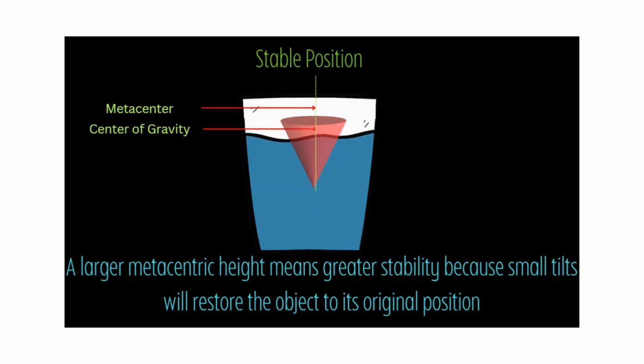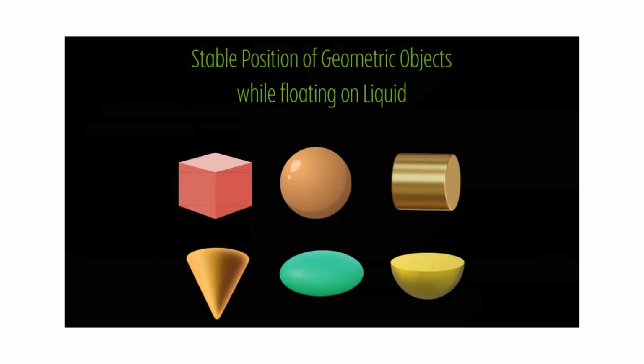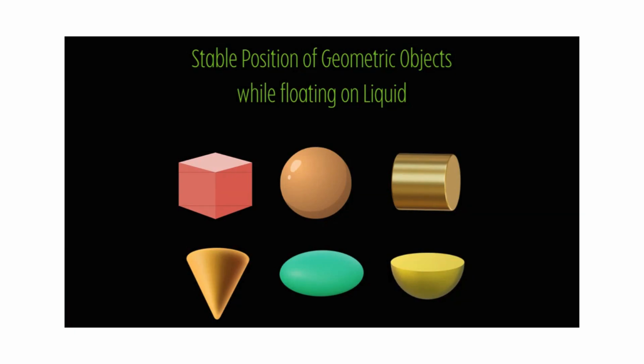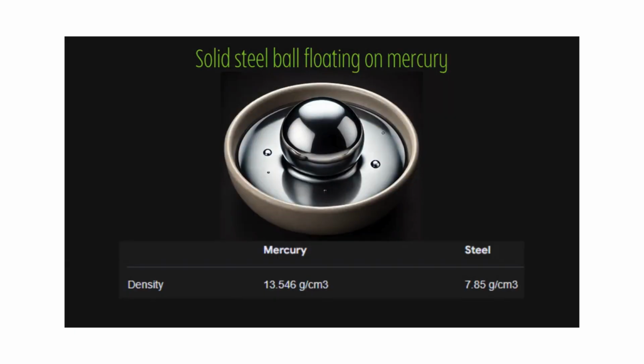You can observe stable position of some regular geometric objects while floating on water or liquid. Here you can see a steel ball floating on mercury. The density of steel ball is much higher than that of water, but it is lower compared to that of liquid mercury. As a result, steel ball floats on mercury.